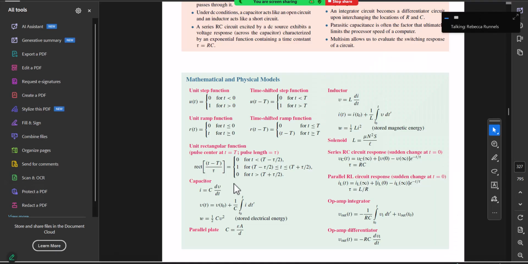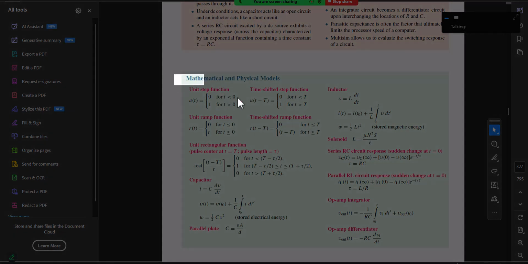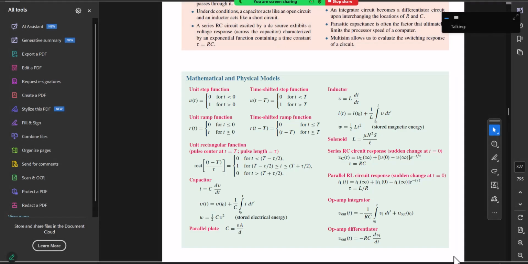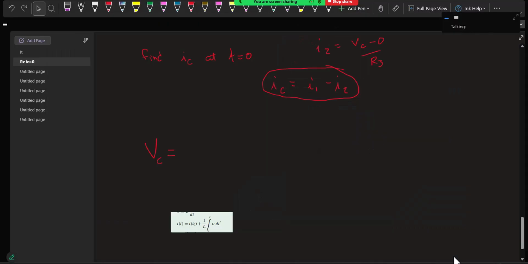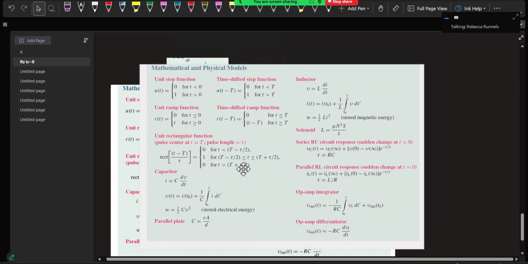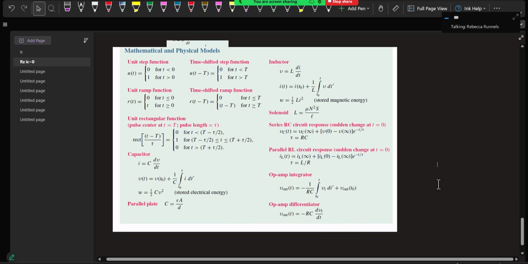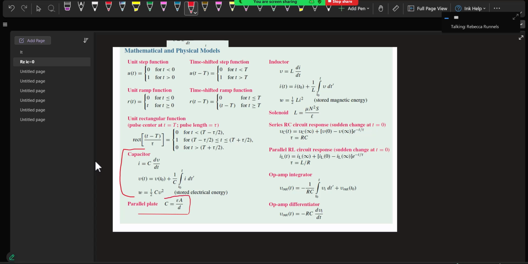So these are the main formulas that you'll want. Let me just get the whole page. I will talk about the different kinds of functions at another time, so I'm not going to worry about those right now. You have your capacitor formulas right here. I don't think you need this, but I would have it anyway. It's just a formula for finding the capacitance of a parallel plate capacitor. And these are your formulas for an inductor.